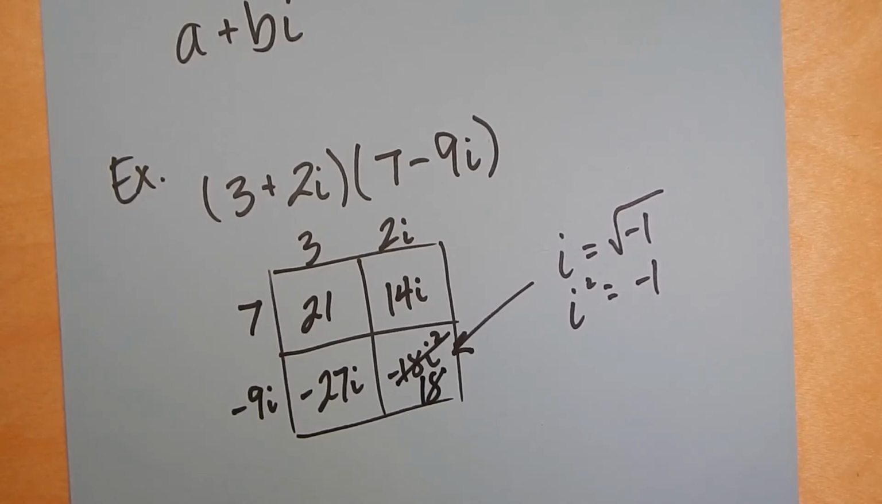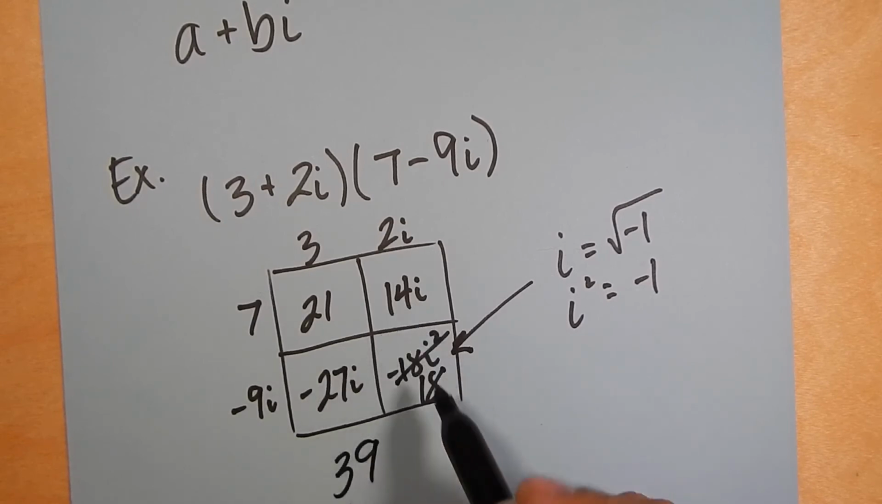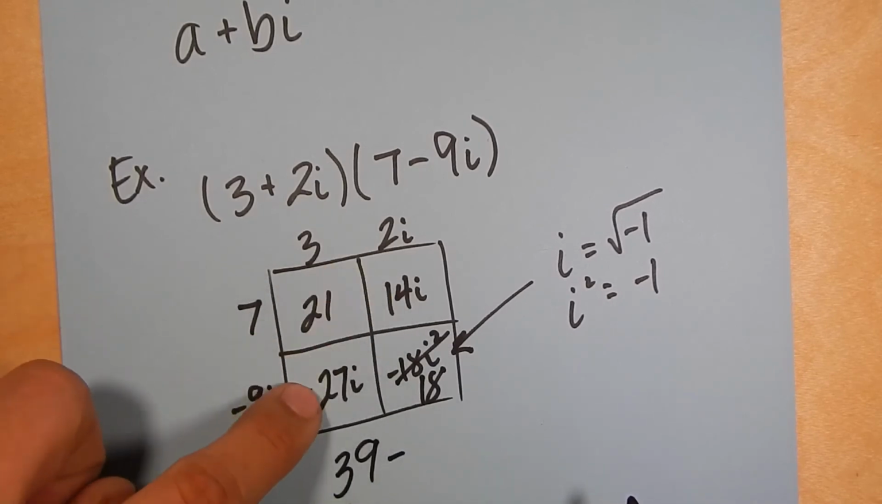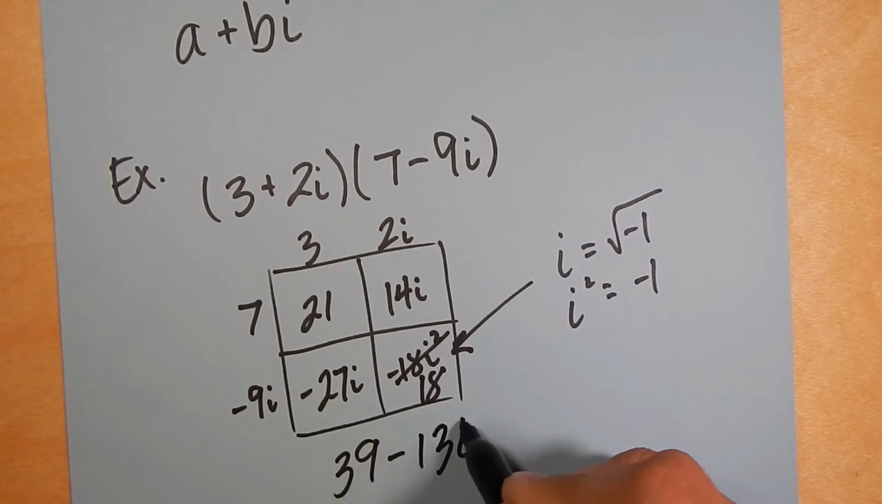So what that means is we can simplify this a little bit. So we've got 21 plus 18. So that's 39. And we have a negative 27i and a positive 14i. So that's minus 13i.